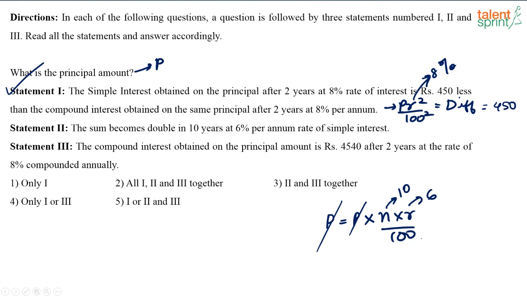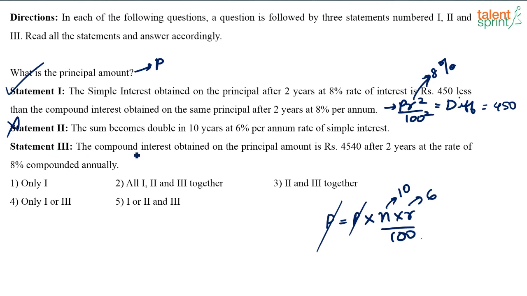How can I find out what is the value of P? I cannot find. So using the second statement, I cannot find out the principal amount. Even though when you suddenly read it, you feel you might be able to do it, just write it and see. P will get cancelled, you will not be able to calculate the value of P, right?